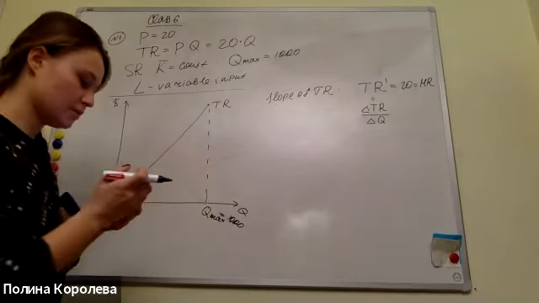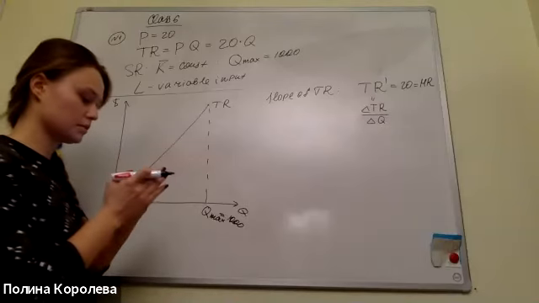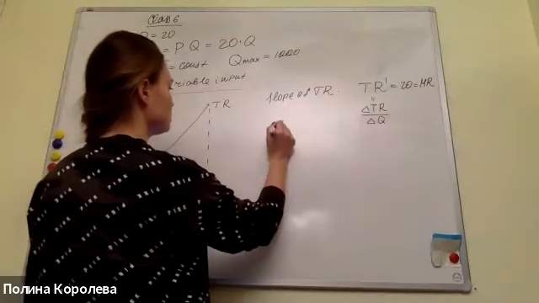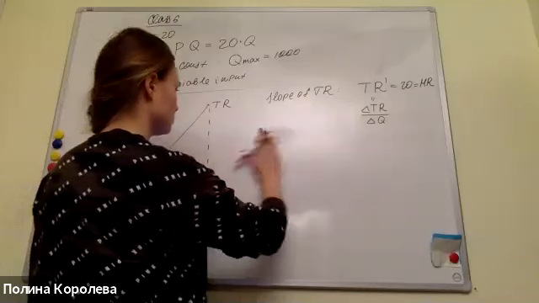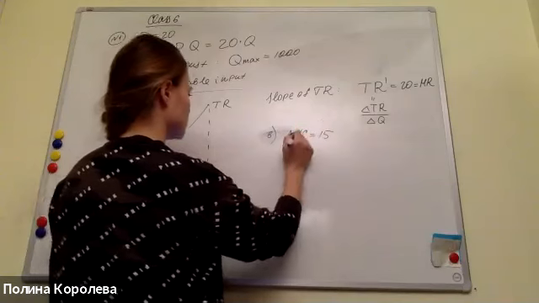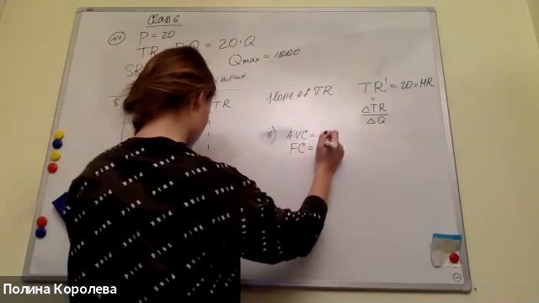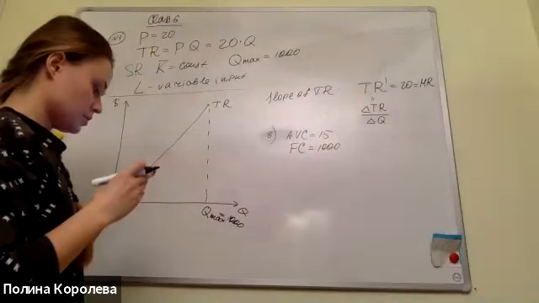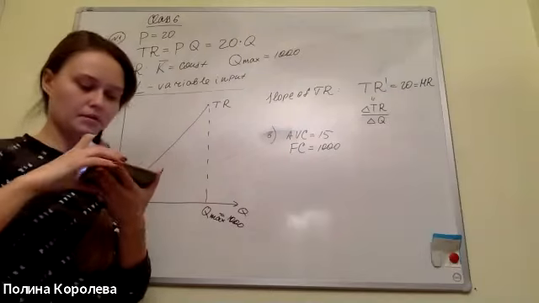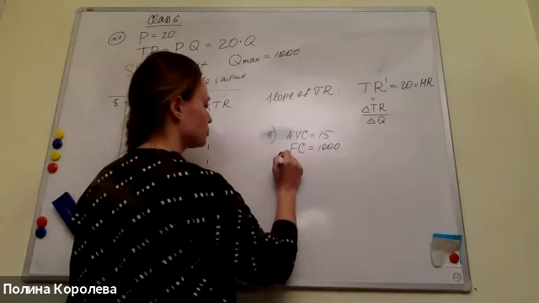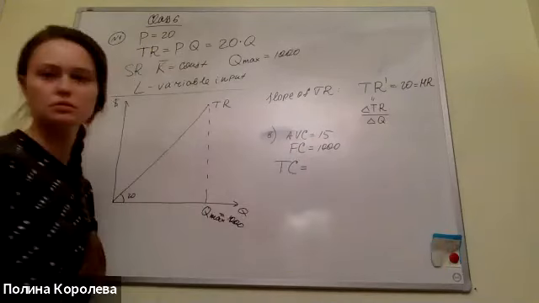Suppose that the average variable cost of production is a constant $15 per head, and the fixed cost is 1,000. Average variable cost equals 15, and fixed costs equal 1,000. Illustrate the firm's total cost curve on your graph from A. So what will be the function for total cost? Who wants to tell me?